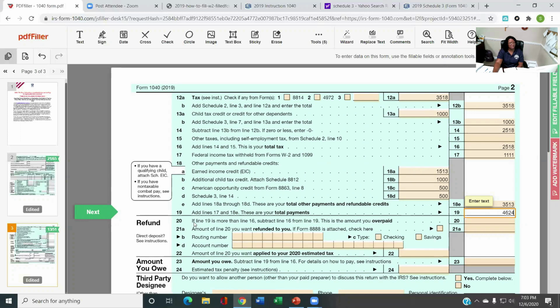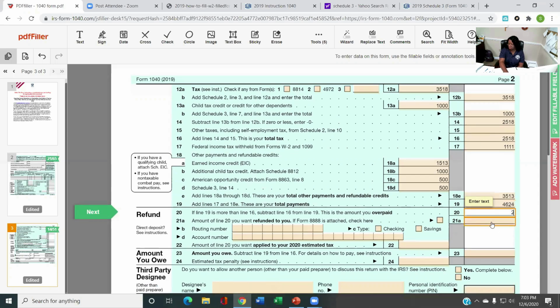So number 20, if line 19 is more than line 16, subtract line 16 from 19. 19, 16. So ours is going to be 106. So this is the amount that the client overpaid. Even though they didn't pay all of it through their W-2 employment, with all the credits and adjustments that they received, it made it more than what they really owed in taxes. So this is what they received.